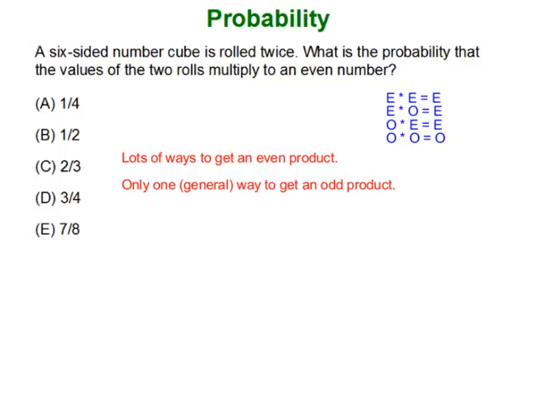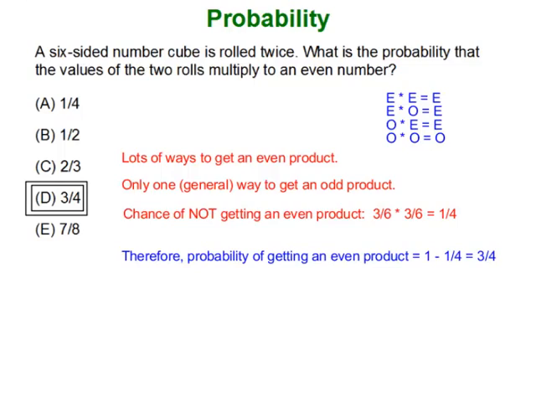So in questions like this, where there's lots of ways to win, lots of different ways to get a winning scenario, it's often simpler to look at the ways to lose. There's only one way to lose here, and that is if you get to roll two odds. So let's look at the probability of that happening.